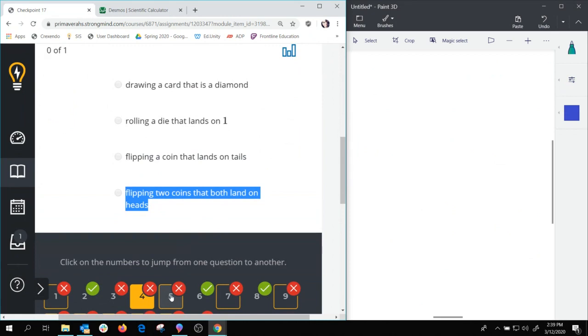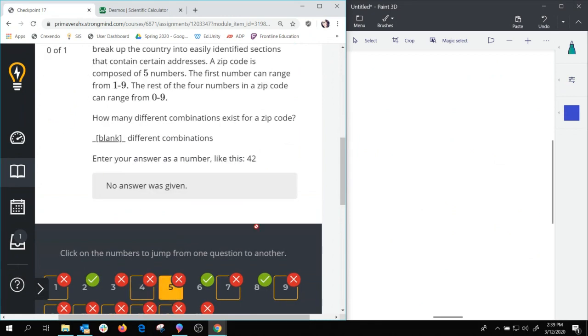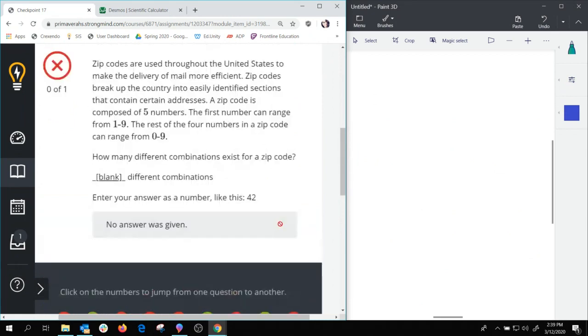All right, number 5. 5 says that zip codes are used throughout the United States to make the delivery of mail more efficient. Zip codes can break up the country into easily identified sections that contain certain addresses. The zip code is composed of 5 numbers. The first number can range from 1 to 9, and the rest of the 4 numbers in the zip code can range from 0 to 9.